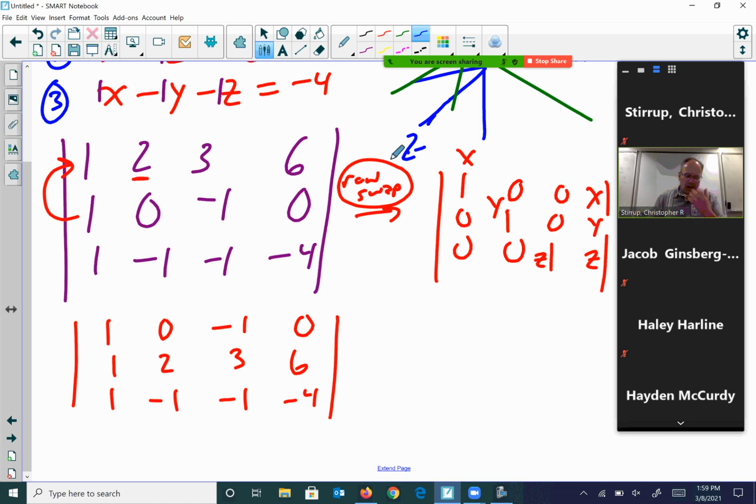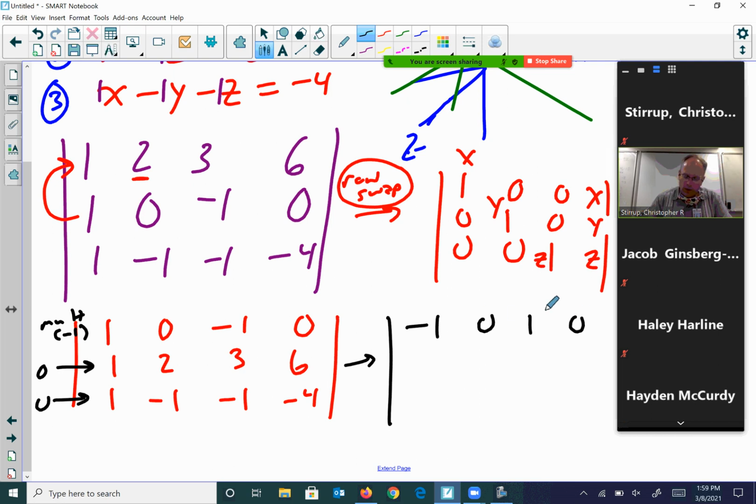So our next step is, I want this and this to both become zeros. So what I'm going to do is multiply my whole first row by negative 1. So that's going to give me negative 1, 0, 1, 0. And then I have 1, 2, 3, 6. I have 1, negative 1, negative 1, negative 4. Being that I had the column of 1s like that, that's going to make it relatively easy. So I'm going to add this row to this row to get a new bottom row.